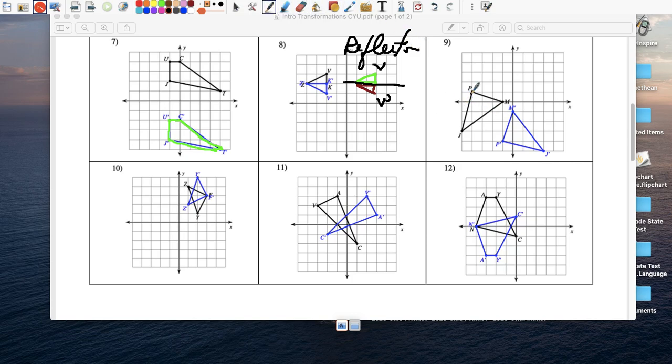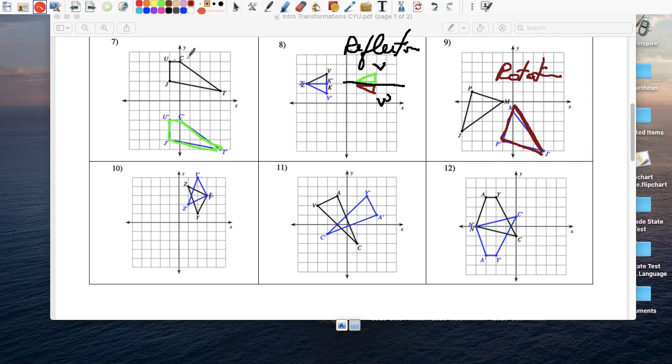Next one. Let me outline this again with a different color. It's not a reflection. I hope everybody sees that this is not a reflection. It's not a translation, but in this case, this is a rotation. Okay. So when you rotate that image, there we go. Rotation. So this one is a rotation.